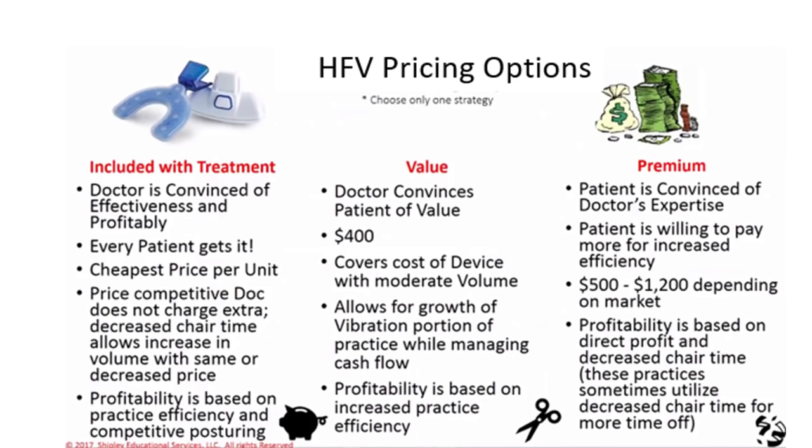Now, just to be clear, I don't think that you should be doing all 3 of these options at the same time as a strategy, because I think that would lead to confusion for the staff, confusion in scripting, and a less sure approach as we're explaining to the patient. So I think we should go through each one of these options, included with treatment, value or premium, and then you can think about which one fits best into your practice at this time, implement that, and then over time you may want to change it up based on what you're seeing.